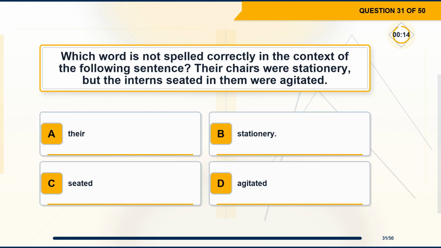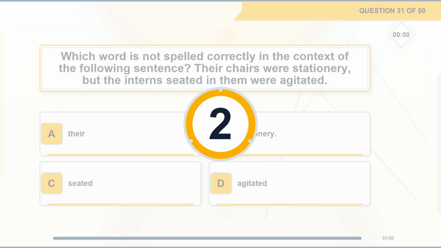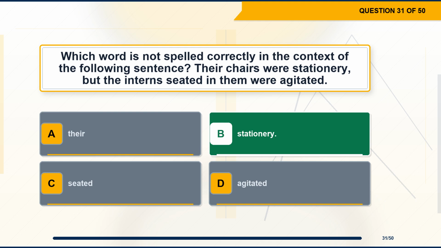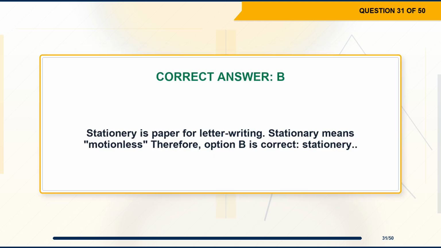Question 31. Which word is not spelled correctly in the context of the following sentence? Their chairs were stationary, but the interns seated in them were agitated. Option A, there. Option B, stationary. Option C, seated. Option D, agitated. The correct answer is option B, stationary. Explanation. Stationery is paper for letter writing. Stationary means motionless, therefore, option B is correct, stationary.